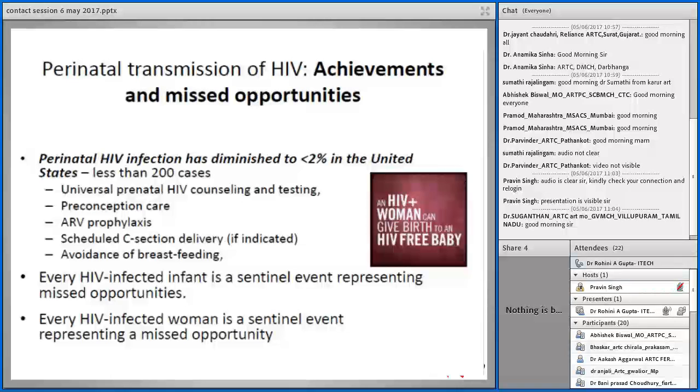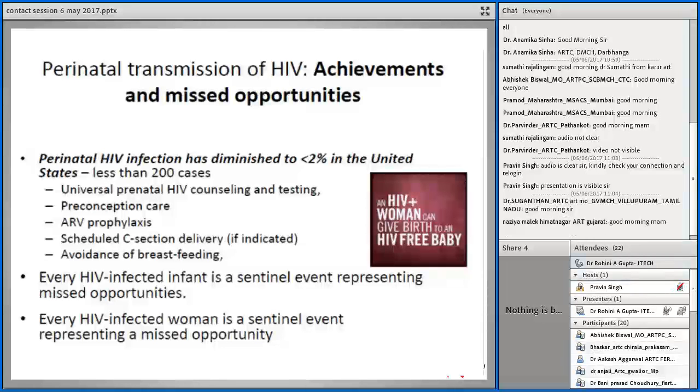and avoidance of breastfeeding. They said that every HIV infected infant is a sentinel event, and they would find out why this has happened and represent a missed opportunity. Every HIV infected woman is a sentinel event representing a missed opportunity, because that lady was not detected preconceptionally.